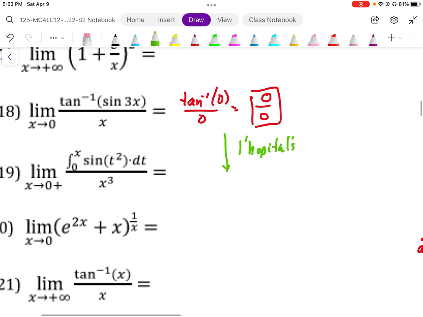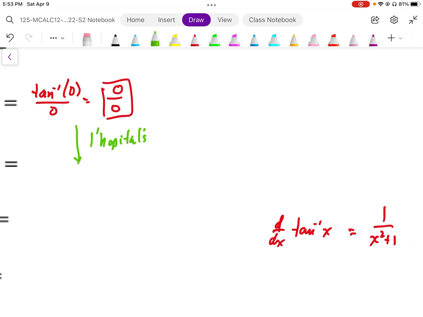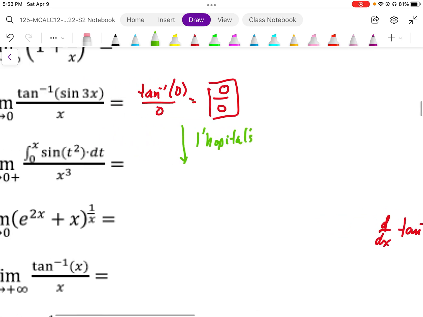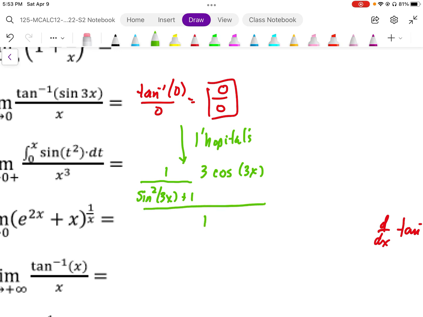And this is where I'm going to need the derivative of the arctan. So I'm going to use that derivative. So when I differentiate the numerator here, I'm going to end up with 1 over sine squared of 3x plus 1. And then I differentiate the inside function, that becomes cosine of 3x, and then times by 3. And then in the denominator, we just have 1. And so I want the limit as x approaches 0 of this expression.